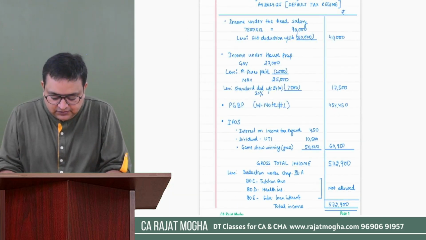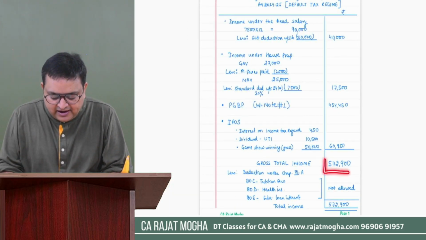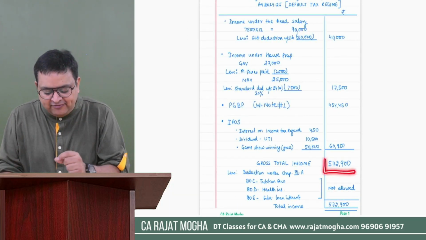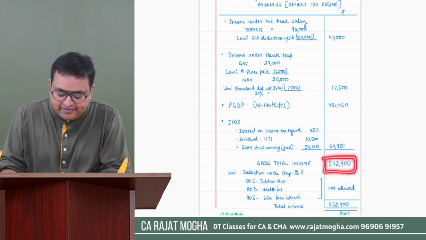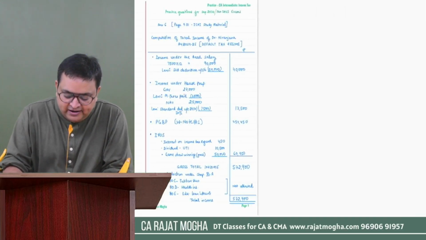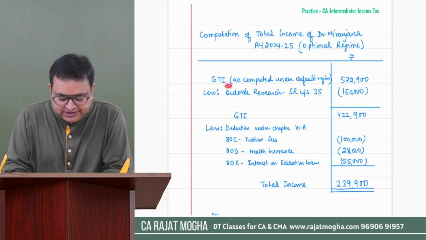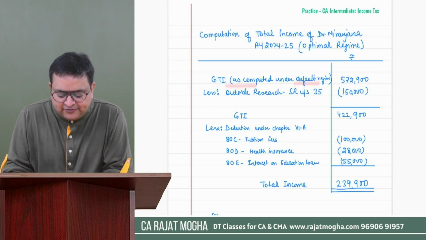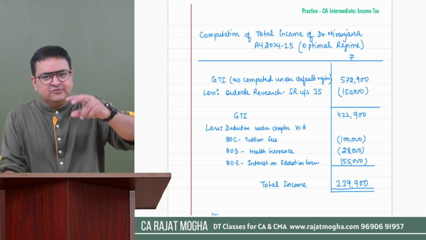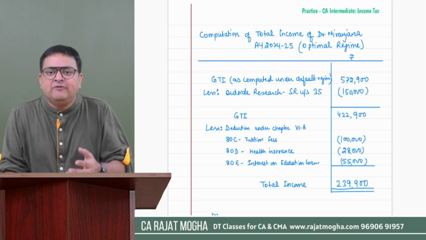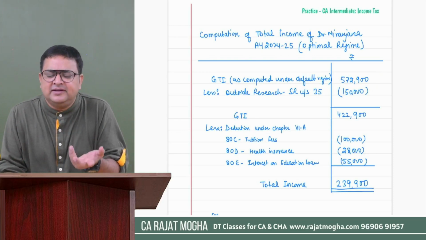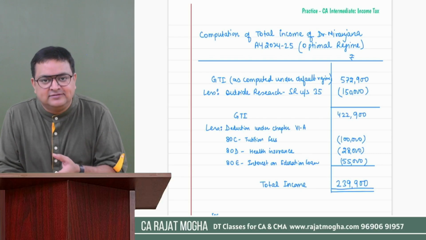Now, see, our gross total income was 5,72,900. We can simply take this GTI while showing our optional tax regime. So I have shown GTI as computed in the default scheme, 5,72,900, so that I can save so many of my steps, because I don't have to tell the examiner again and again. There is no point in duplicating the answer, correct?